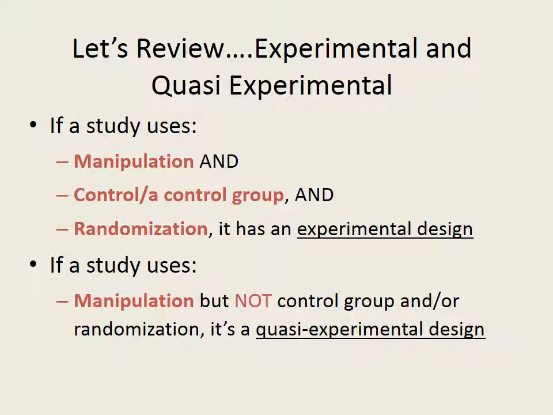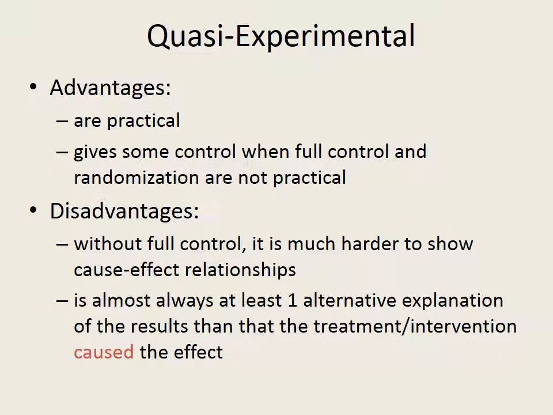So if a study uses manipulation and they've got an intervention, and if they are lacking control, or if they are lacking randomization, or if they are lacking both of those, then it becomes a quasi-experimental design. Advantage, this is a lot more practical, it's cheaper. Gives some control when full control and randomization are not practical.